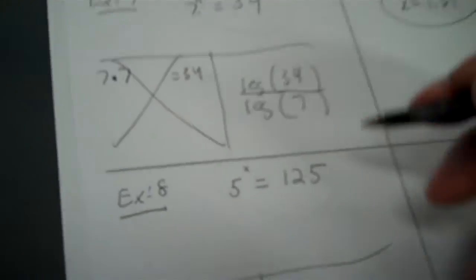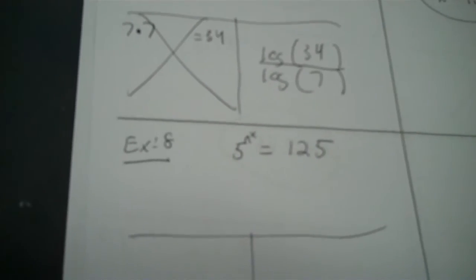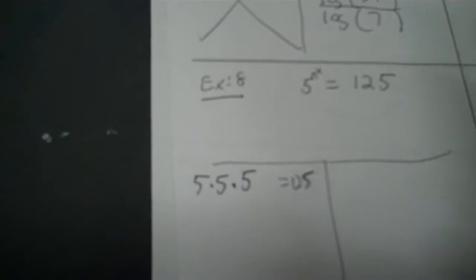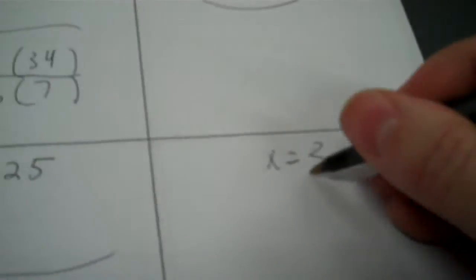Okay, and then the last one. So, first off, let's do the logical thing. Figure out how many 5's it would take to multiply to 125. 1, 2, 3. I knew it wasn't 2, because 5 times 5 is 25. Aha, okay, we got it. 1, 2, 3.